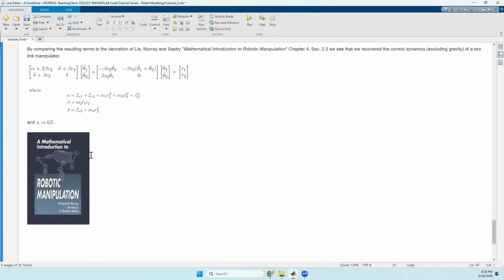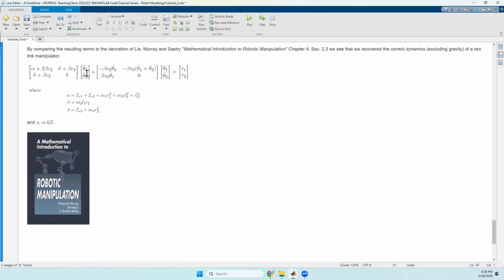And the reason why we chose this two-link manipulator is that it's a benchmark problem, but it's also available in the book of Lee, Murray, and Sastry. This is a very classical book. It's a predecessor of the modern robotics book by Kevin Lynch and Frank Park, and it's a very nice book if you're interested to take a look at it. You'll find here in chapter 4, section 2.3, the dynamic equations of the two-link manipulator that we looked at above, excluding the gravity, given in this expression.